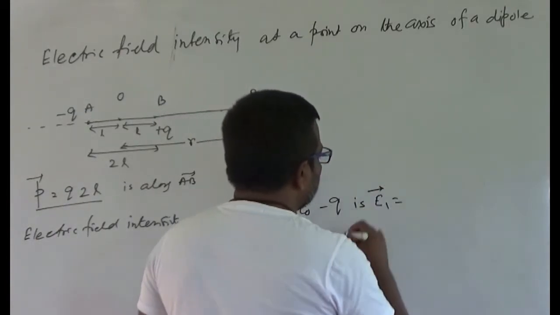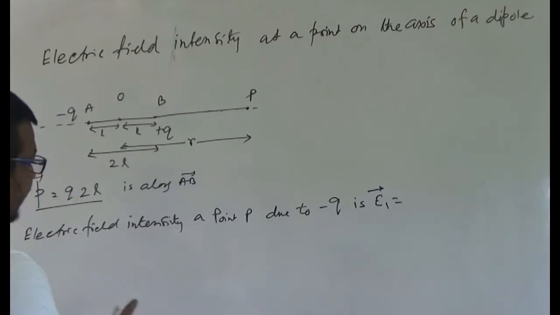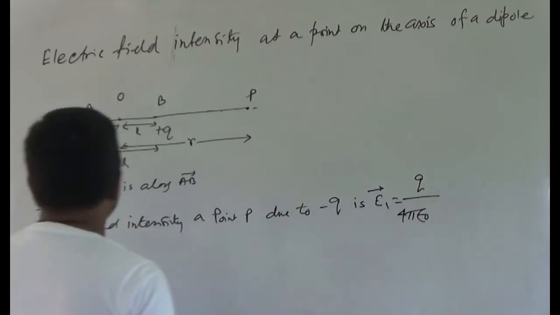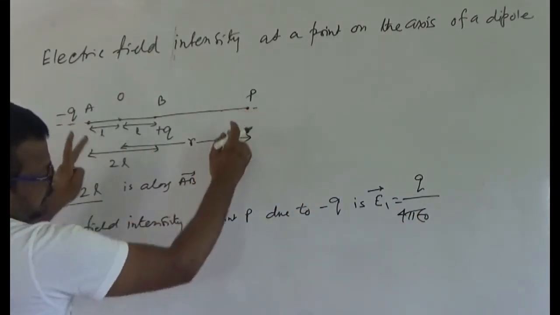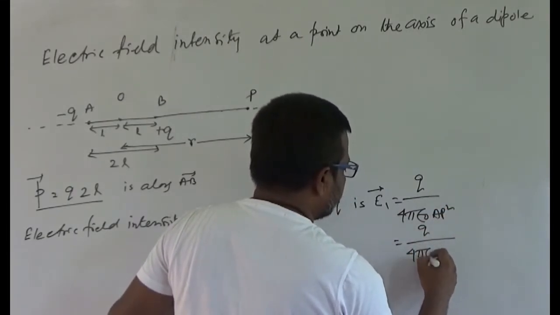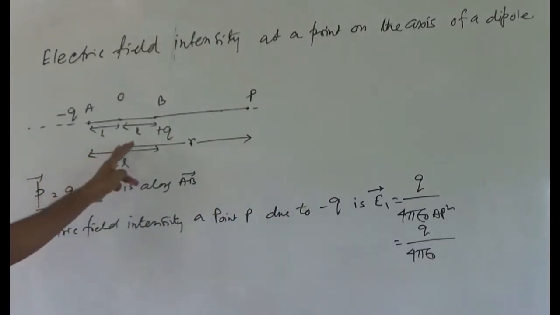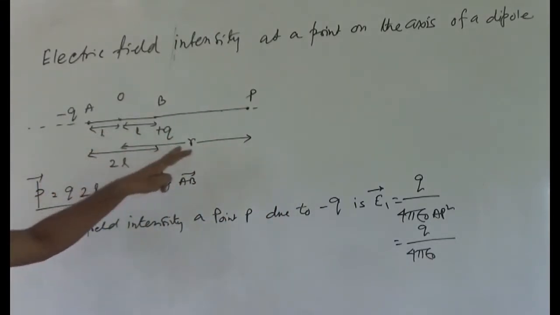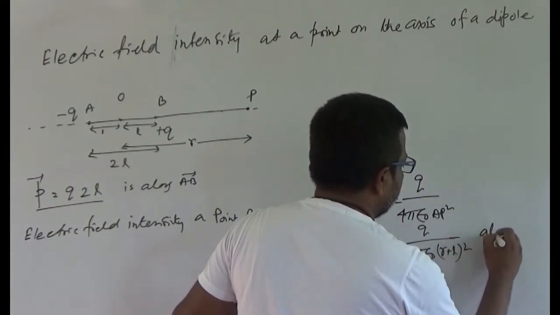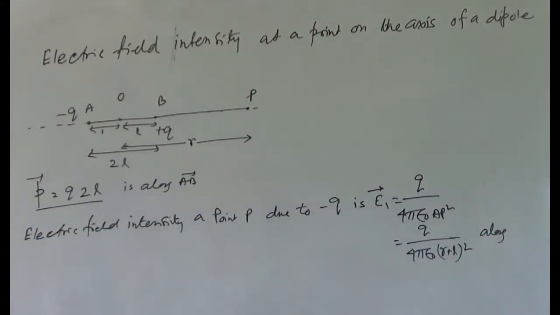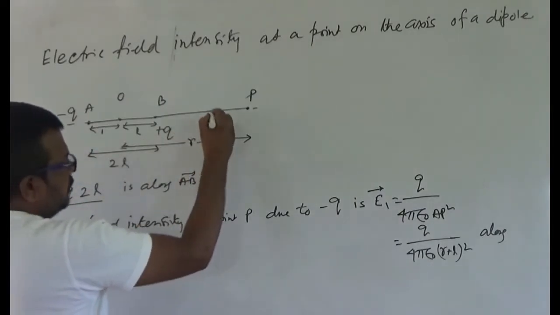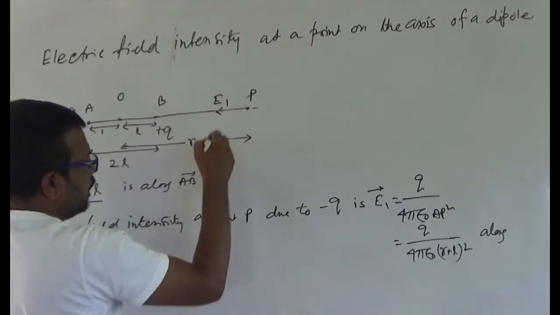E1, which is a vector quantity, has magnitude q divided by 4 pi epsilon naught AP square, which equals q divided by 4 pi epsilon naught. AP is what? This is r and this is l. That means AP is r plus l. That means you can write 4 pi epsilon naught (r plus l) whole square. In which direction? The direction of E1 is towards A. That means this is the direction of E1.